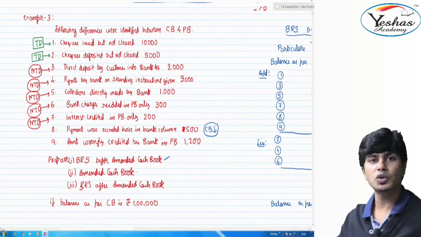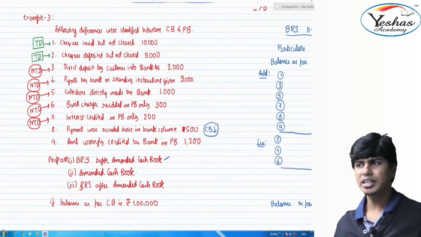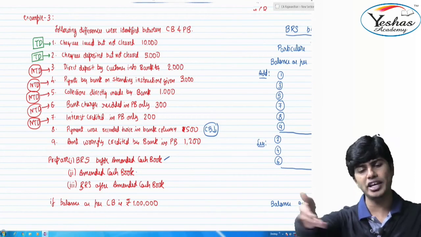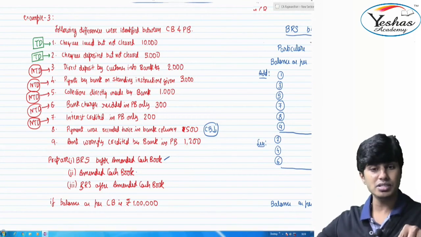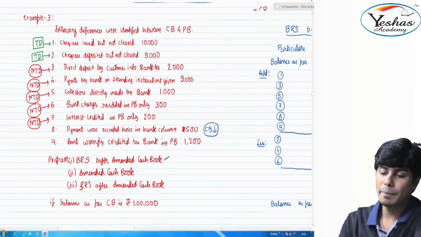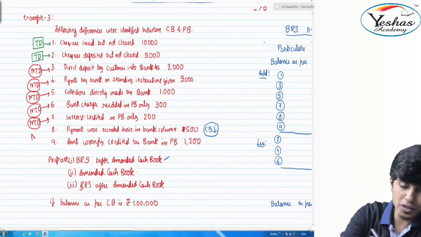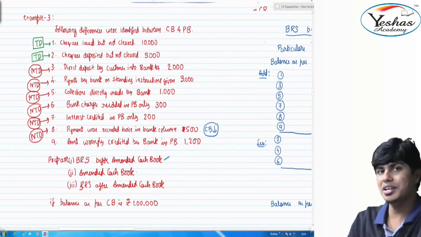But how about 1 and 2? This year when we prepare BRS, they are there in BRS. Next year they will not be there. Why? In the next month, in the beginning few days, those checks will get cleared. But these items, till the time you clear them, they will always be there. You get that? Next, payment recorded twice in bank column. So this is an error in the cash book. Error in cash book is a non-timing difference. So what about error in passbook? Error in passbook is a timing difference.